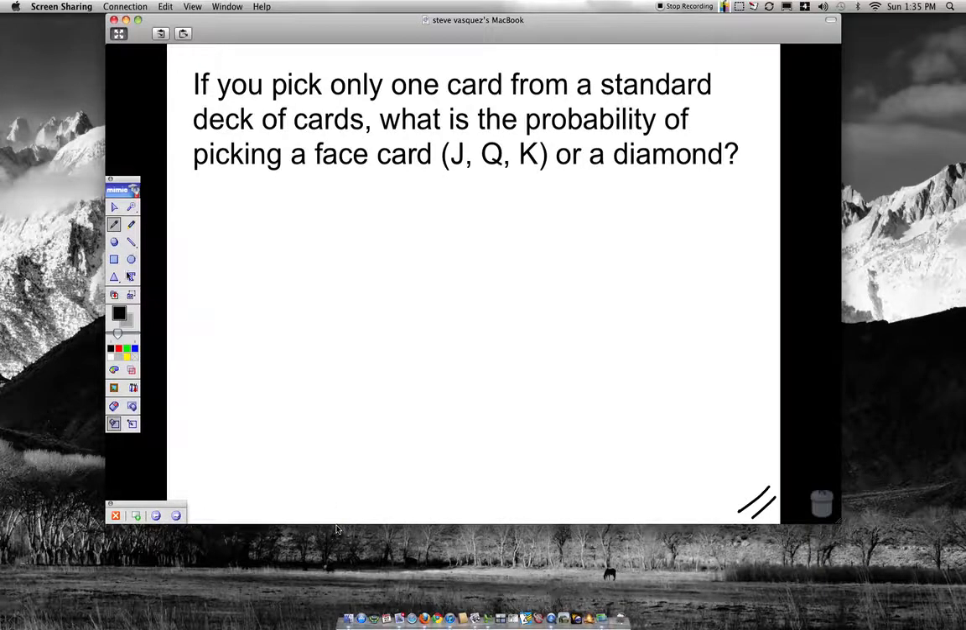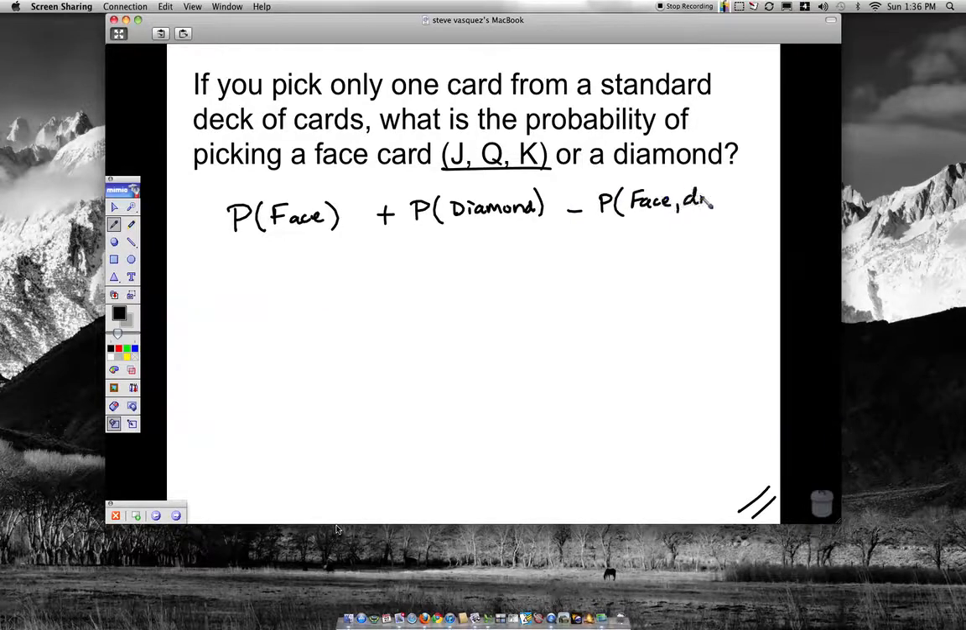Another one you could use is a deck of cards example. I'm only going to pick one card from a standard deck of cards. What is the probability of picking a face card or a diamond? So I need to figure out what the probability of the face cards are. I wrote a little note there. The Jack, the Queen, and the King are going to be the face cards for this example. I'm going to add that to the probability of a diamond. And then I'm going to subtract away the face cards that are diamonds.